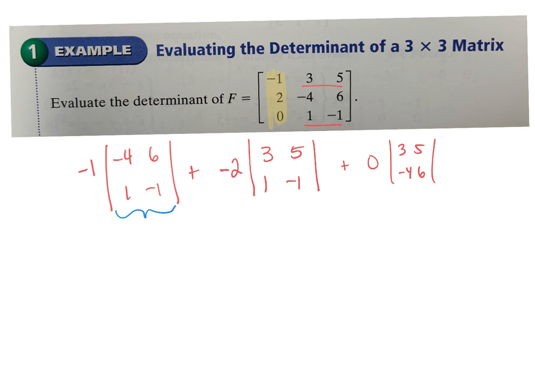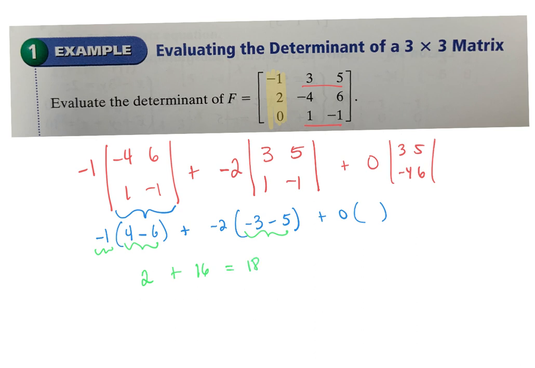So -4 times -1 is 4. Minus 1 times 6 is 6. And that's times -1. Times -2. 3 times -1 is -3. Minus 1 times 5 is 5. And then we have plus 0 times a number that we don't care about because it's times 0. All right? 4 minus 6 is -2 times -1 is positive 2. -3 minus 5 is -8 times -2, 16. 2 plus 16 is 18.